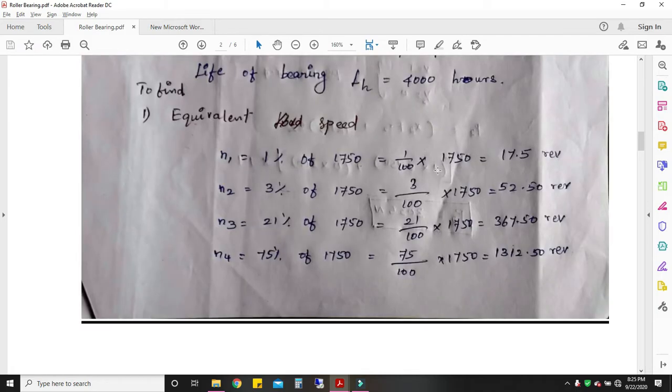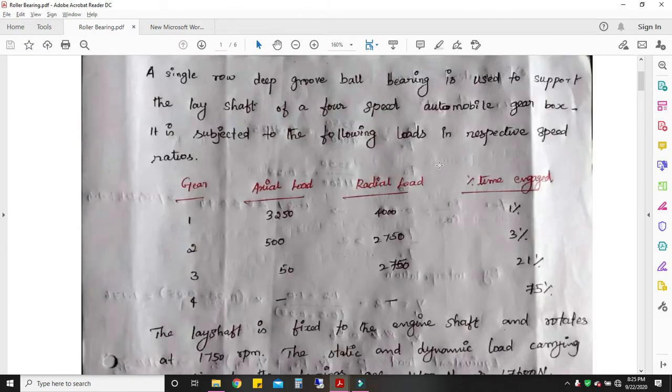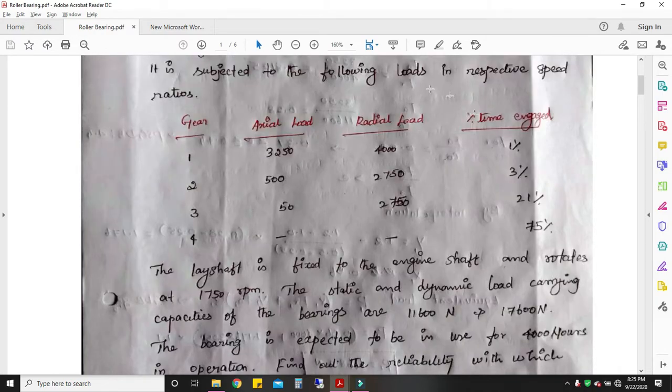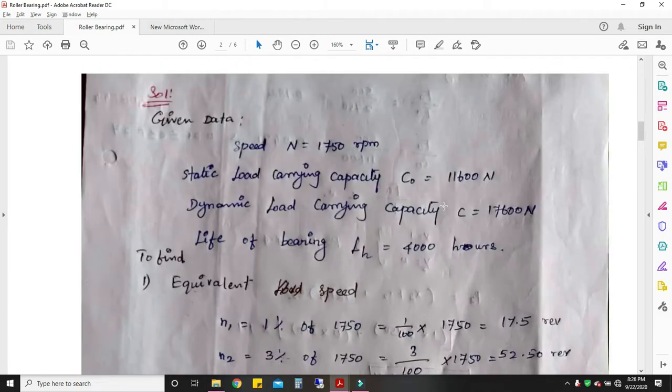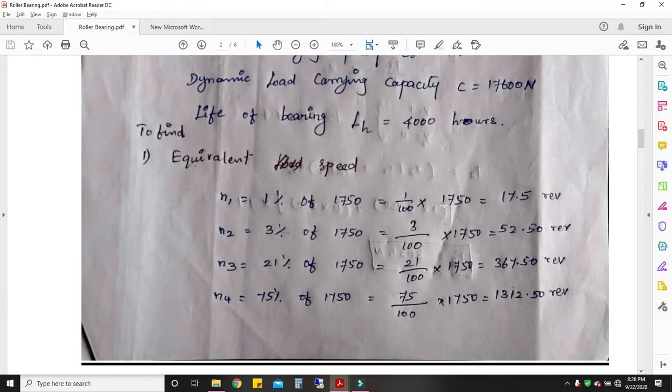Then in the problem statement, the bearing is subjected to two kinds of loads: axial load as well as radial load for each gear. Here we have 4 gears, so similarly we have 4 different values of axial as well as radial loads. We have to find out the equivalent load for each gear.